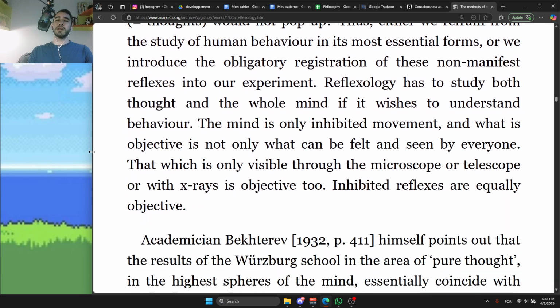Reflexology has to study both thought and the whole mind if it wishes to understand behavior. The mind is only inhibited movement. And what is objective is not only what can be felt and seen by everyone; that which is only visible through the microscope or telescope or with X-rays is objective too. Inhibited reflexes are equally objective.